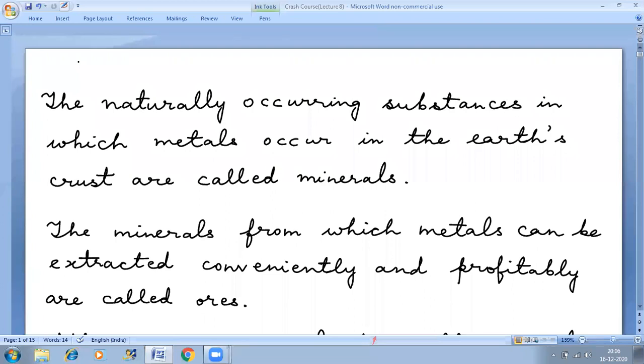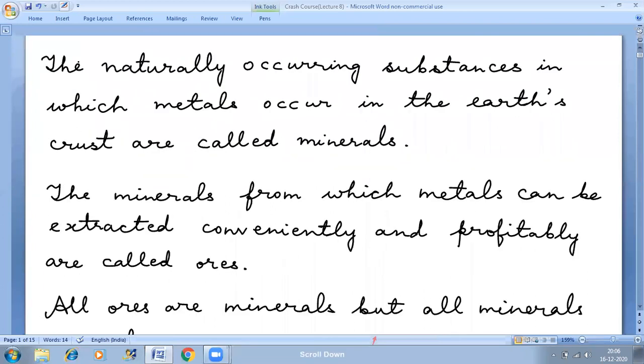Okay. So let's understand the terms one by one. The naturally occurring substances in which metals occur in the Earth's crust are called minerals. So those natural repositories, those natural rocks or the substances which are found in the Earth's crust containing the metals are called minerals.